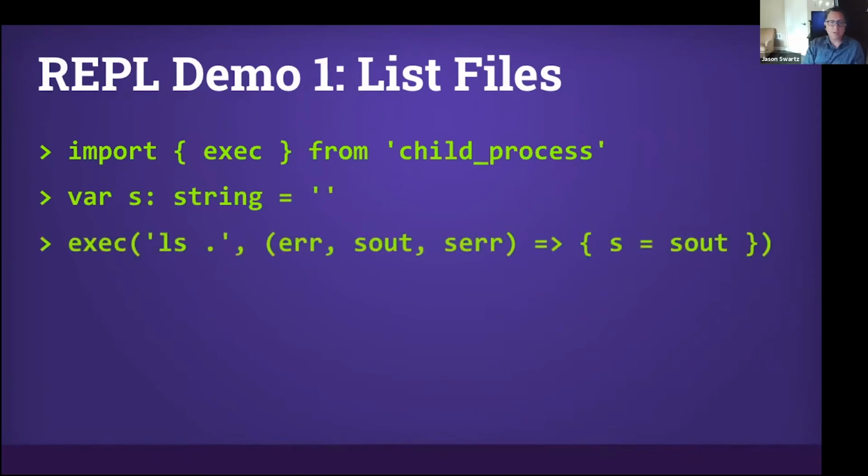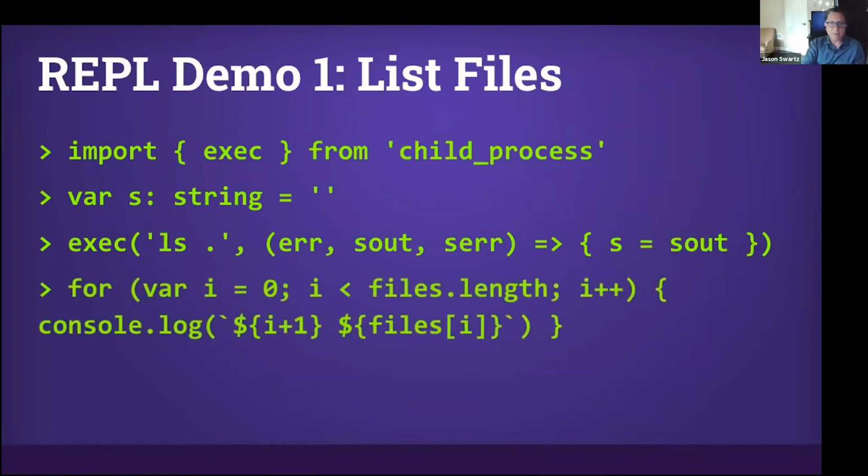I'm going to set up a string and execute an ls in this directory, which just has our node_modules and package.json. I'm going to get the error, standard out, and standard error. Take that and just grab whatever is printed out by standard out. And then I'm going to go through all of the items in here and print them out.